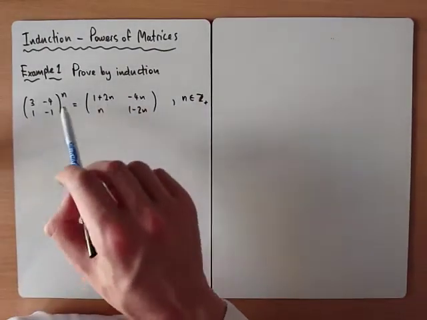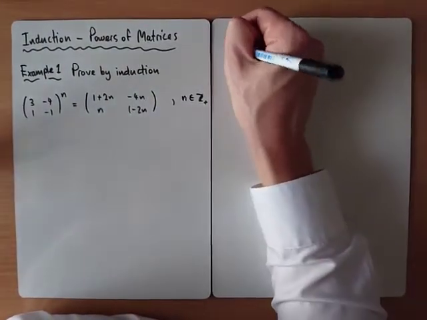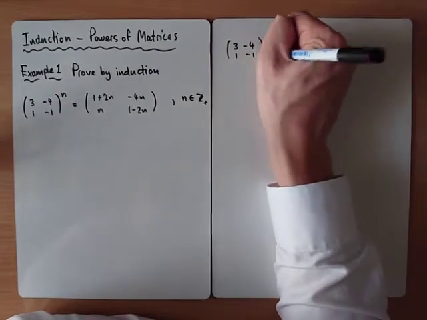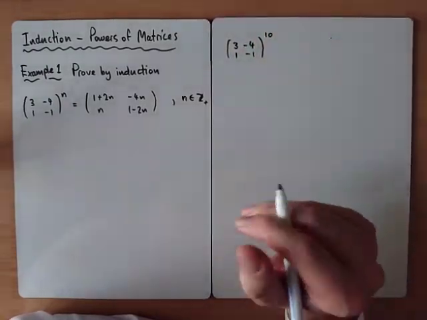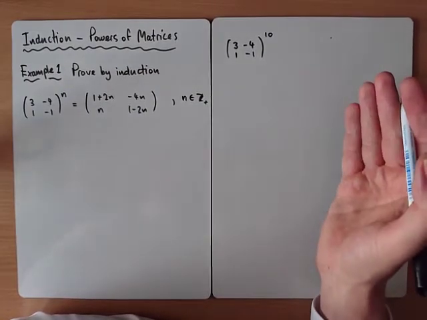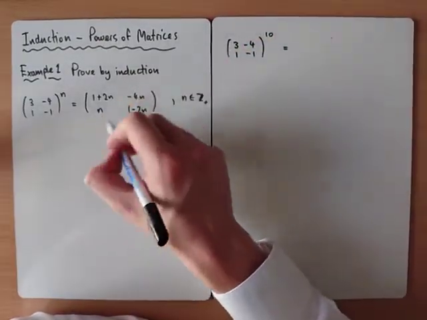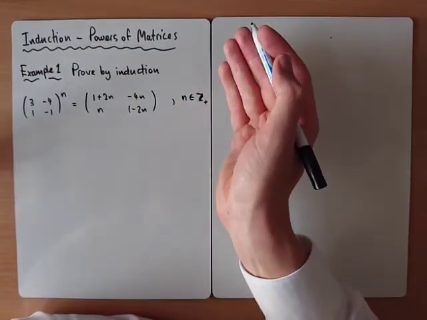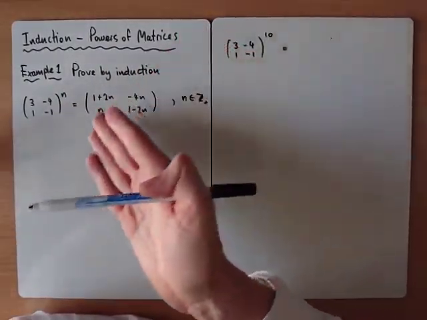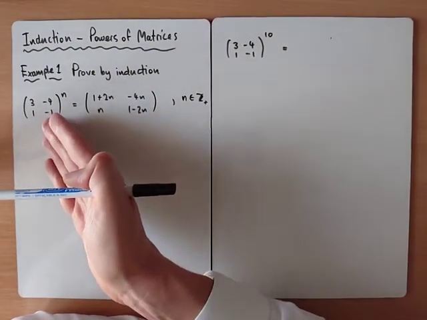Before we actually get into the proof, let's just think about this because it's the first time we've seen it. If I asked you to work out the matrix 3, minus 4, 1, minus 1 to the power 10, you don't need to multiply the matrix by itself 10 times because obviously that would take ages. Instead, this result here would just give me the answer. So we're not adding stuff up. Obviously, it's not a serious question. It's a proof that there's a result that will always tell me what the power of this matrix is.